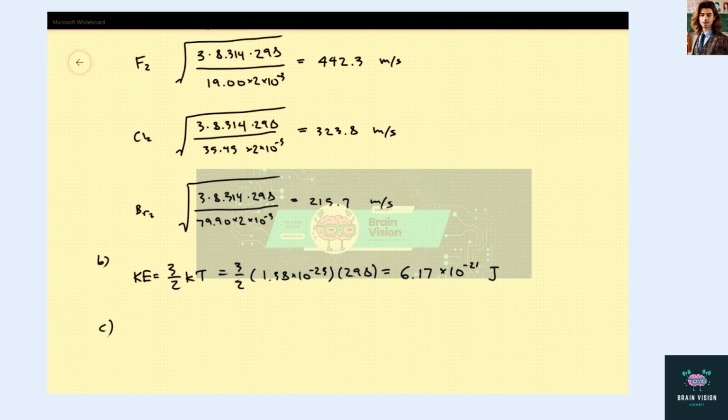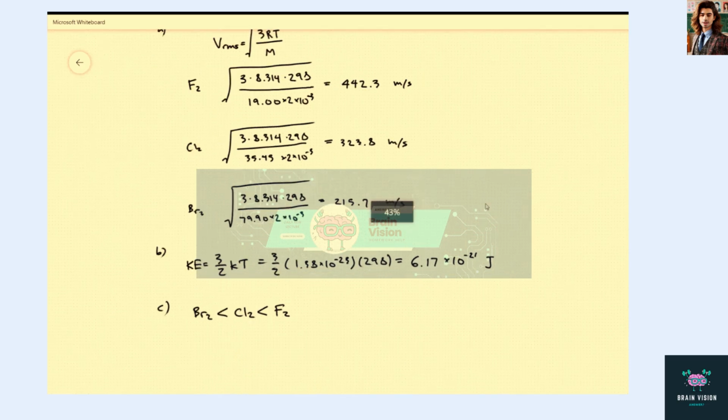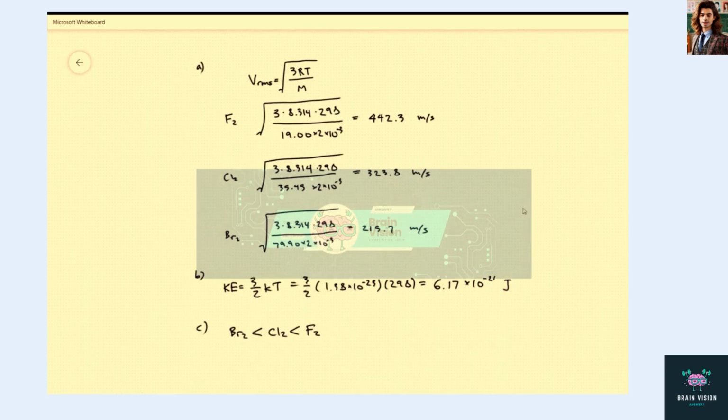So if we were to rank them with regards to their rate of effusion, Br2 would effuse slower than Cl2, which would effuse slower than F2. Because as you get smaller, the molecules move faster and they would escape from a pinhole faster. So that's the problem.